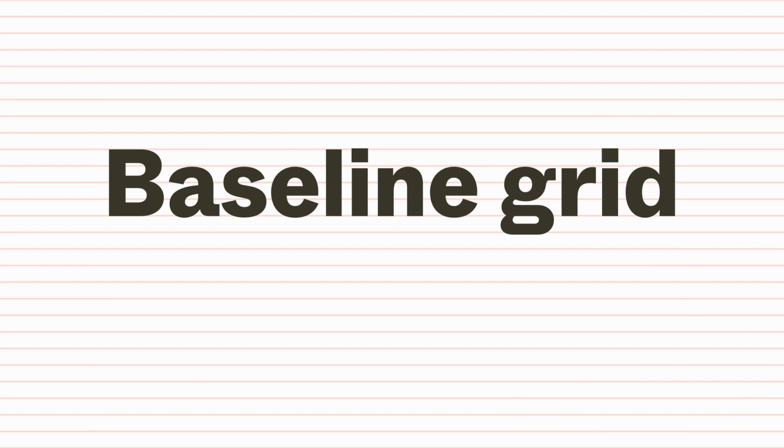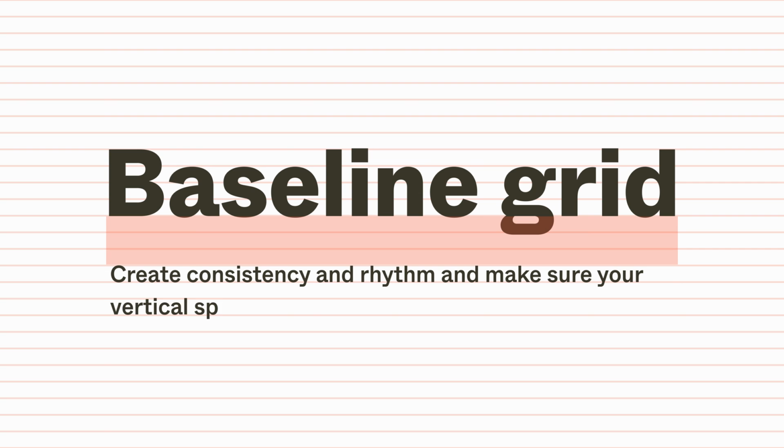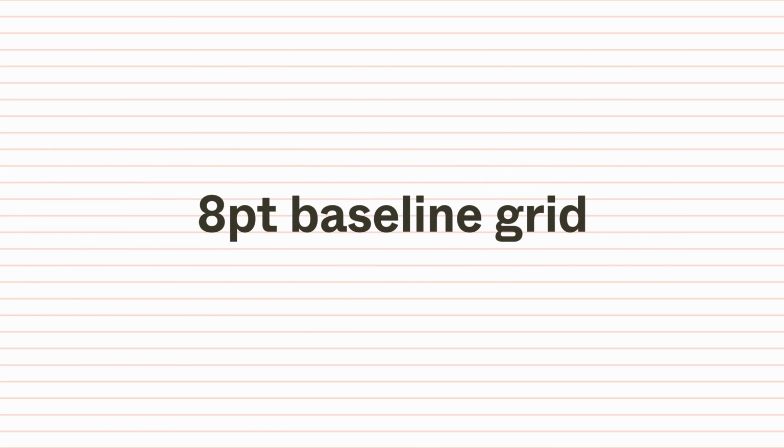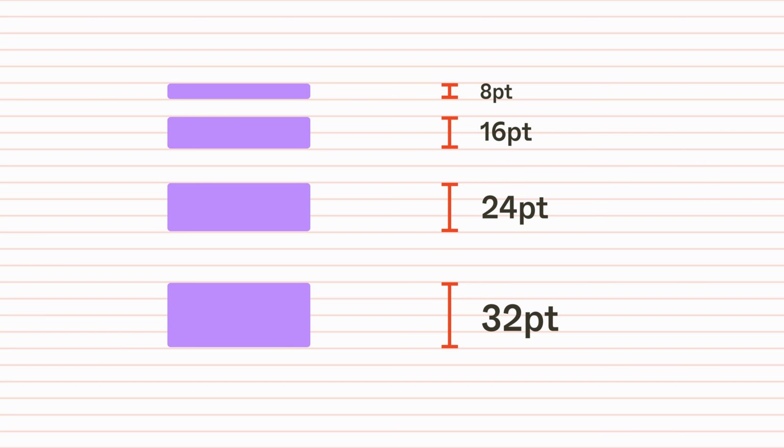A baseline grid consists of horizontal lines or rows at even intervals. They create consistency and rhythm and make sure your vertical spacing is consistent. The 8-point baseline grid is one popular choice. With an 8-point grid, you position elements relative to the baseline. The vertical spacing between elements is always divisible by 8, like 8, 16, 24, 32, and so on.